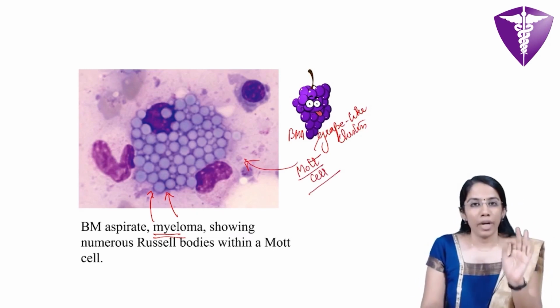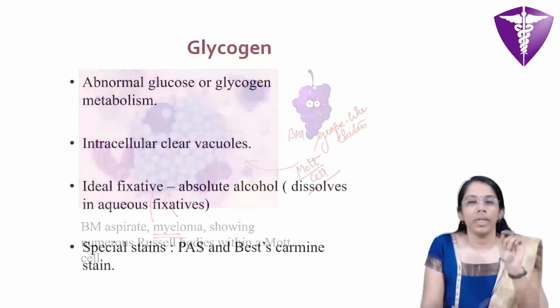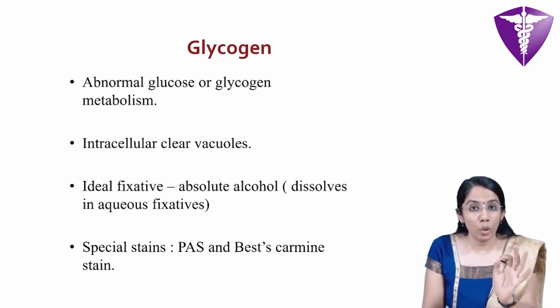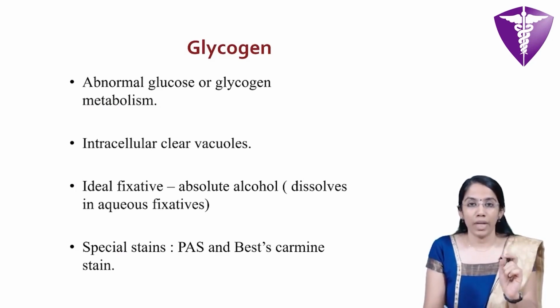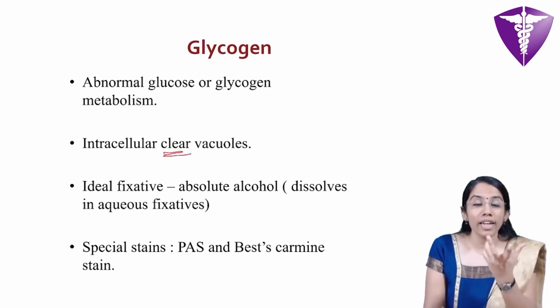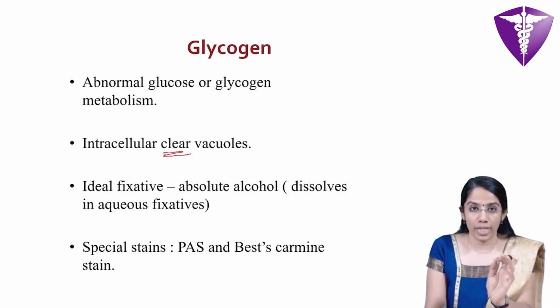So this is a case of multiple myeloma. The next is glycogen. Glycogen accumulation occurs as a result of abnormal glucose or glycogen metabolism. This is seen in histopathological slides as intracellular clear vacuoles.